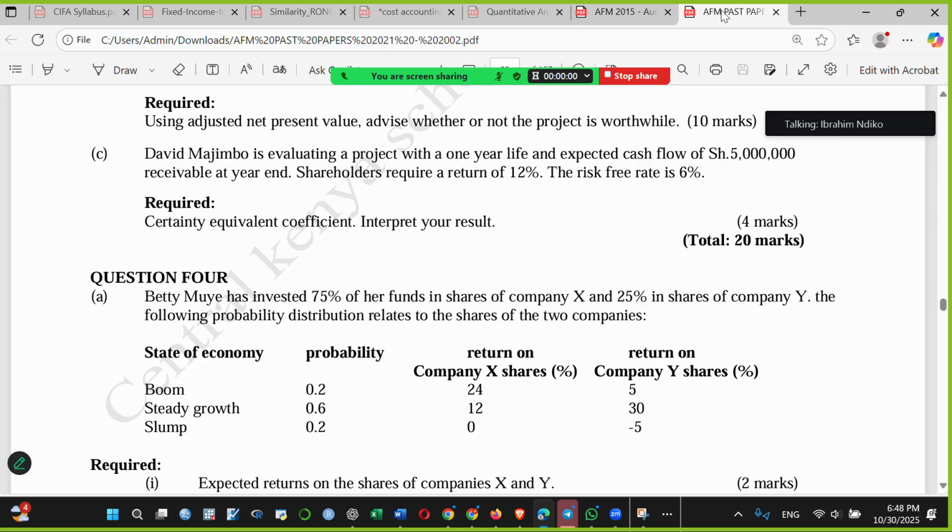Yes. So David Majimbo is evaluating a project with 1 year life and expected cash flow of 5 million, viable at year end. Total return 12%. Risk free rate is 6%. Now you are supposed to compute what? Certainty equivalent. So how do you compute certainty equivalent from that question?